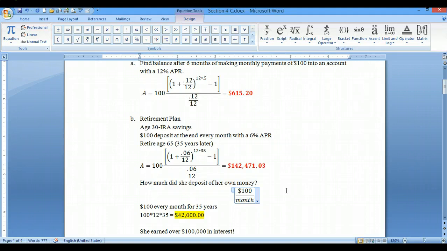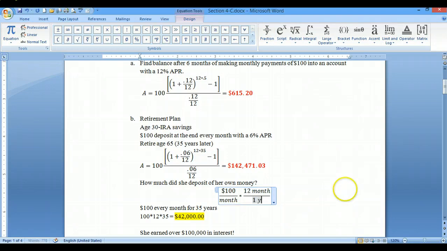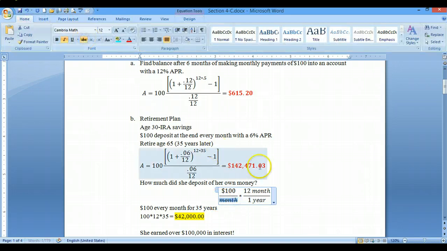Now I want to know how much at the end of 35 years. So I'm going to times this by Shift 8, times that by my next fraction, which is 12 months in a year, 1 year. Now that I have a month on the top and the bottom, I'm going to go up here and cancel it out, one on top, one on bottom. There we go. But now I've only done 1 year, so I need to multiply that by my next one.